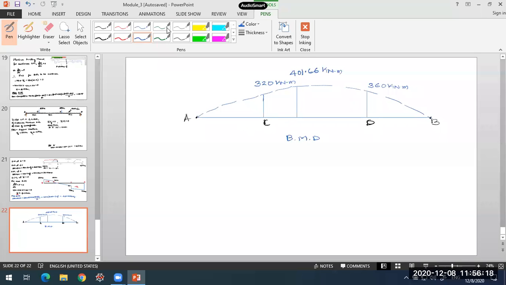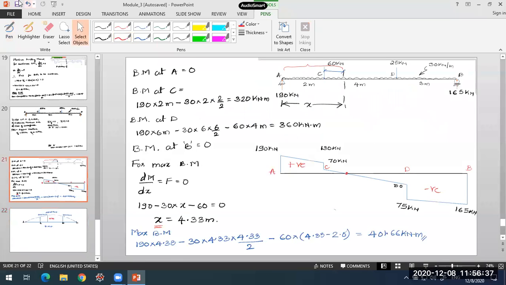Note that the entire bending moment diagram is positive, the entire beam is under sagging moment, so we will not have any point of contraflexure here. Point of contraflexure is where the bending moment will change its sign from positive to negative or from negative to positive. So I hope it is clear how to determine the maximum bending moment.